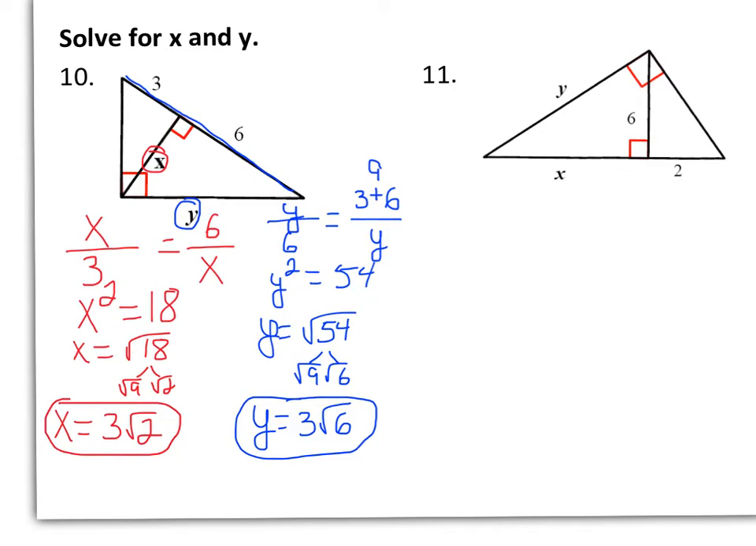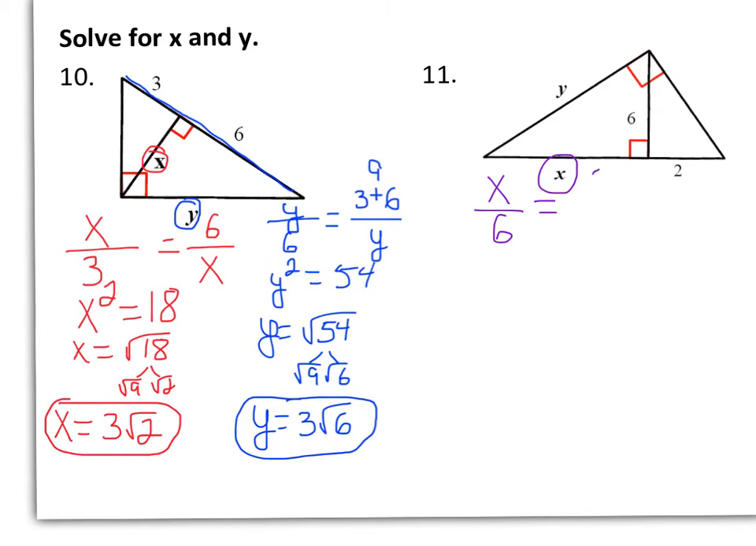Alright, let's look at number 11. Let's first solve for X. So X is part of the large triangle and the medium triangle. In the medium triangle, it is the longer side. So if I put the longer side over the short side, now the small triangle is the only other triangle where I know the long side and the short side.